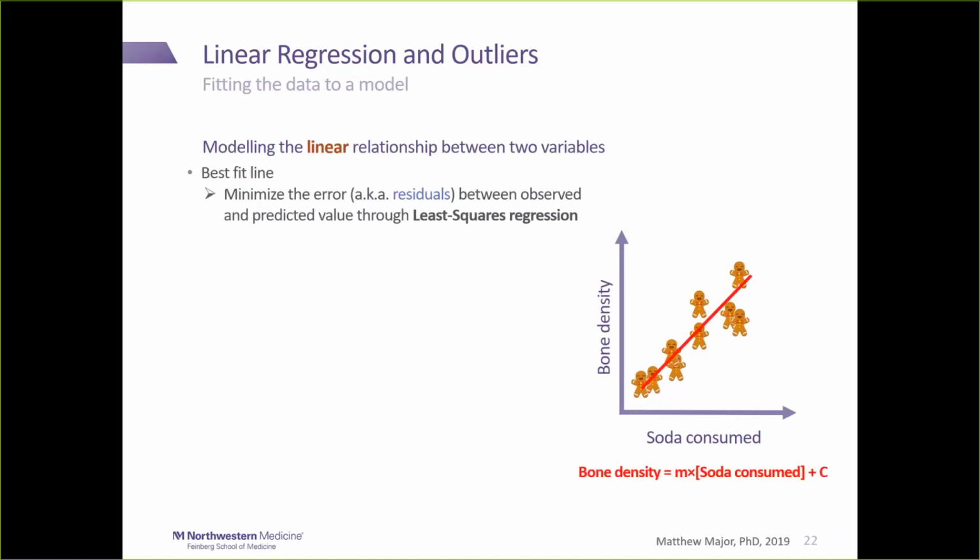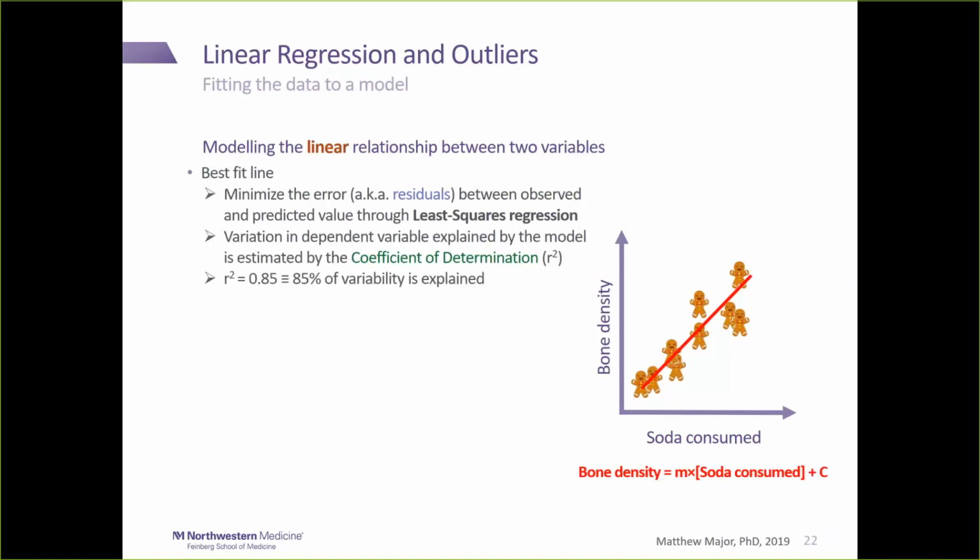So you might see a line passing through your scattered data set, and you're arriving at an equation where you can essentially approximate or estimate the average bone density based on the soda consumed. In this equation, M is your slope and C is some constant, could be the intercept. And the variation in the dependent variable that's explained by the model is estimated, in this case, by the coefficient of determination. So for a linear relationship, that's actually just R squared.